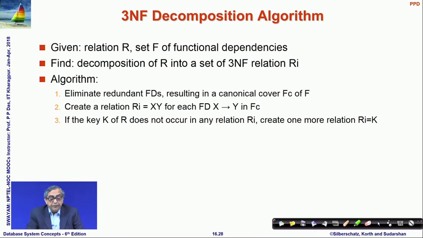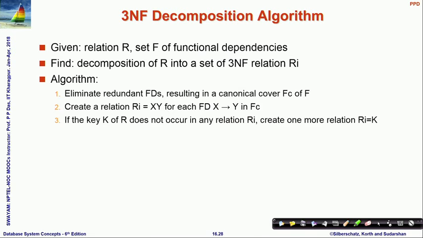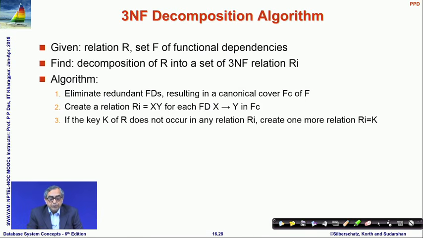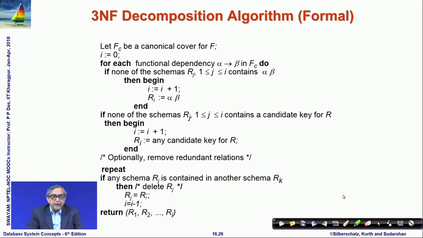Then for every functional dependency X determining Y that exists in the canonical cover, you make a relation, say the ith relation, taking the union of X and Y. So, you call it the relation XY, and you do that for all the functional dependencies in the cover. After that, if you find that the key does not occur in any one of these decomposed relations, then you generate one separate relation to represent the key. That is a very simple algorithm, and I wrote it in simple terms so that you can understand it easily, but here is the formal algorithm.